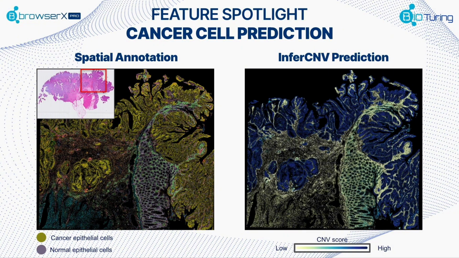When comparing this tool to spatially annotated data, we can see that cells on the right in blue are likely to be cancerous, and cells on the left in yellow have been spatially annotated to be cancerous. So we were able to validate the results with spatially annotated data. Therefore, this tool is quite useful in examining tumors, which are often composed of a mix of cancer cells and non-malignant stromal or immune cells.